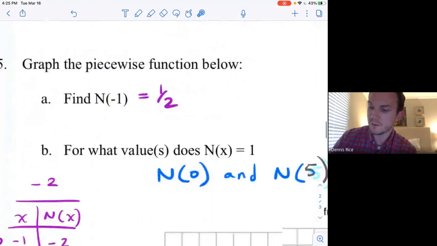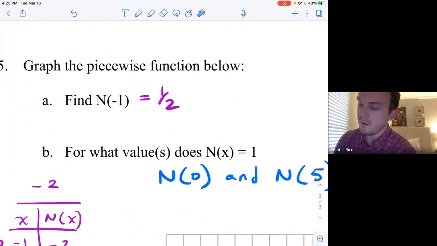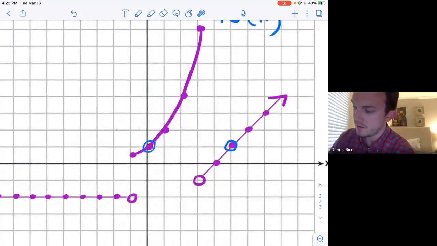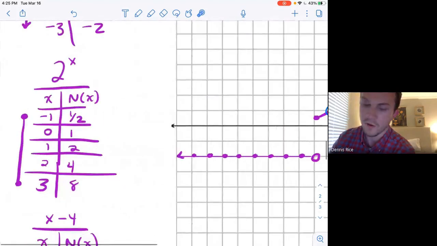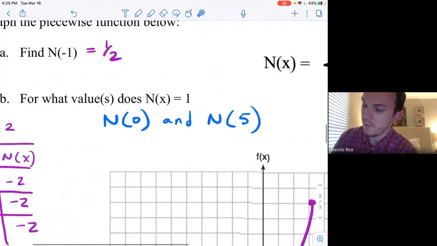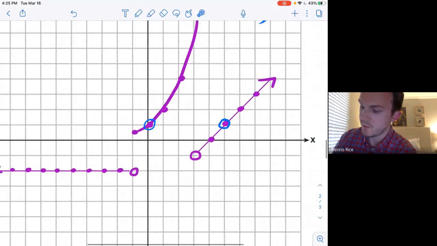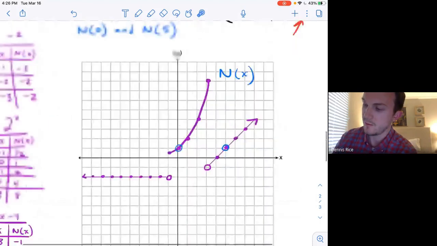Now, the analyzing part. Where does you find n of -1? So -1 is right here, right? We have two options. I'm going to choose the closed circle. So this function, which was included, the open circle isn't included. That answer should be 1/2. Where does n of x equal 1? That happens at 2 spots, so be careful. There can be multiple answers here. It equals 1 here and here. All right?